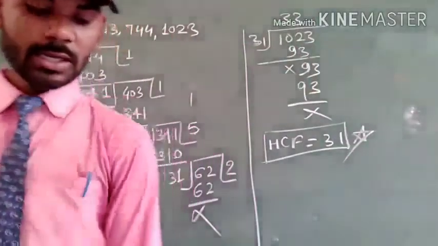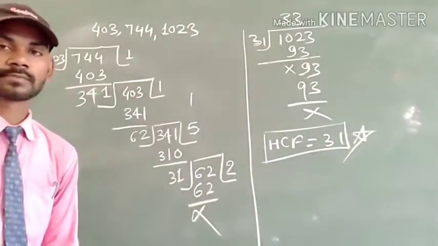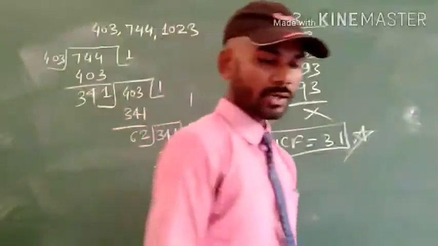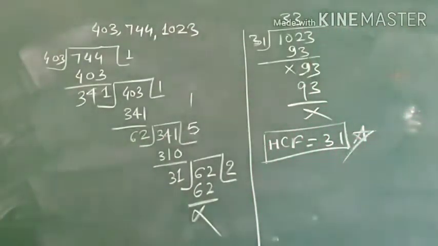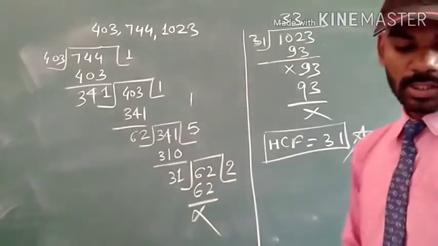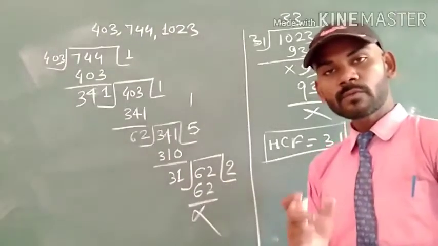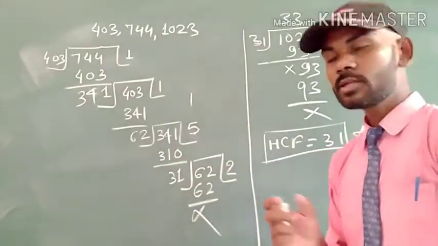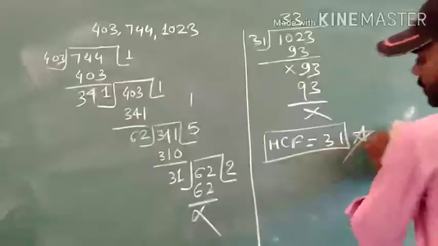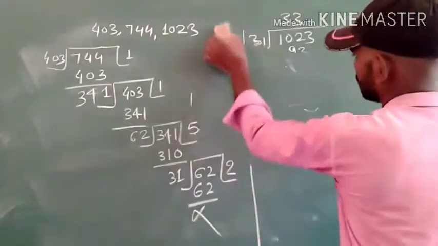Therefore 31 is the right answer. Okay students, I hope it is clear to everyone. Now let us see the next level question. The next level question is, we have to find out the lowest term of the fraction by factorization. So let's see the next.